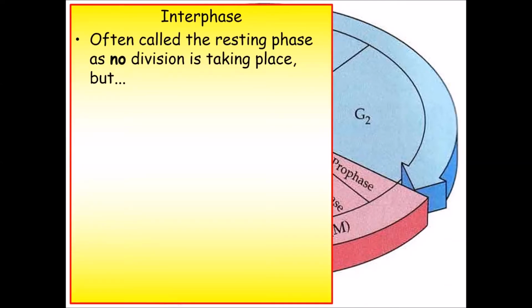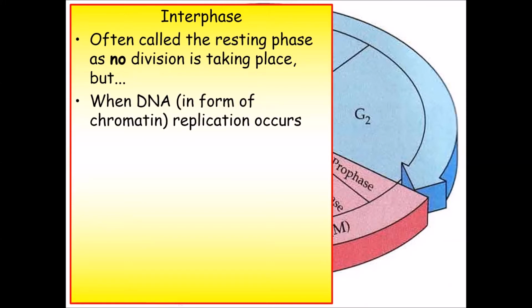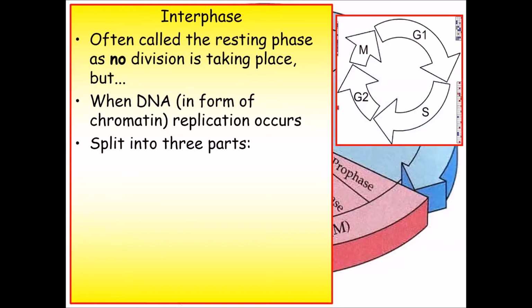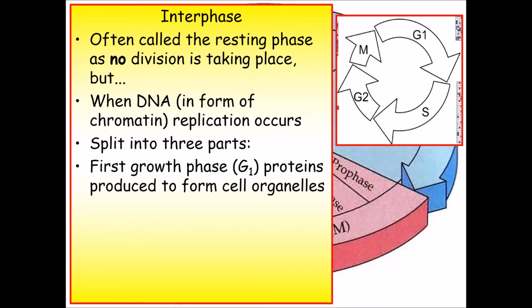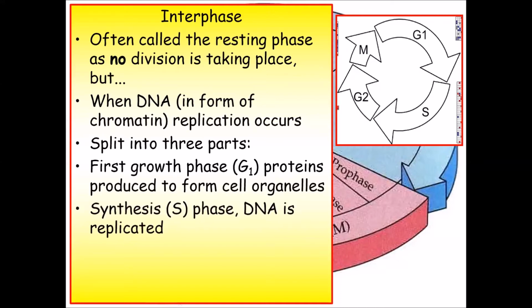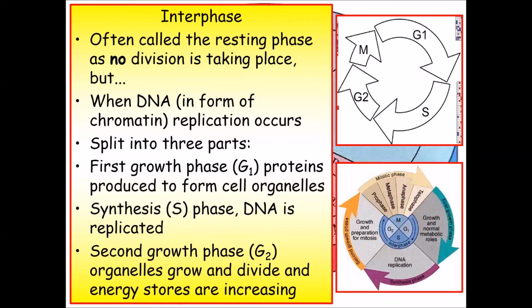But there's a lot going on. This phase is when the DNA is actually replicated, and it still stays in the form of chromatin, so it's not visible. The nucleus appears cloudy during this stage. There are, however, three distinct phases. The first is G1, where the proteins are produced. Basically, the cell is making more proteins to manufacture organelles. It then moves into S, which is the synthesis phase where DNA is replicated, and interphase finishes with the second stage of growth, G2, where the organelles are actually made and energy is stored up for the act of mitosis.